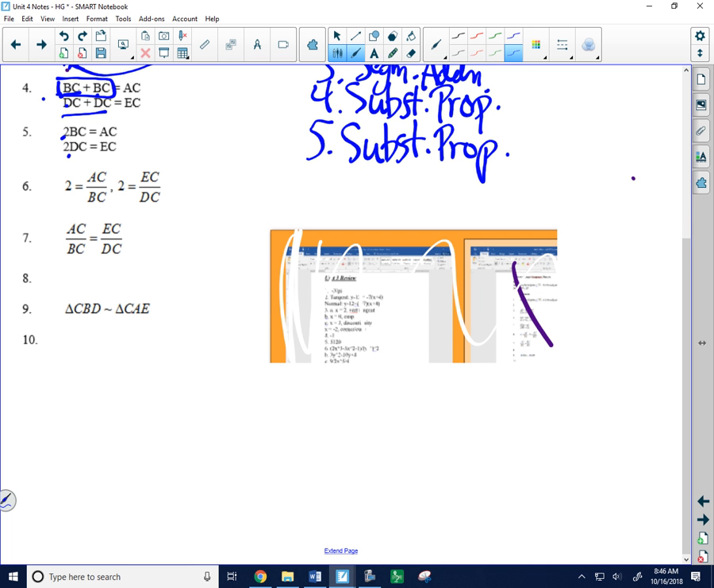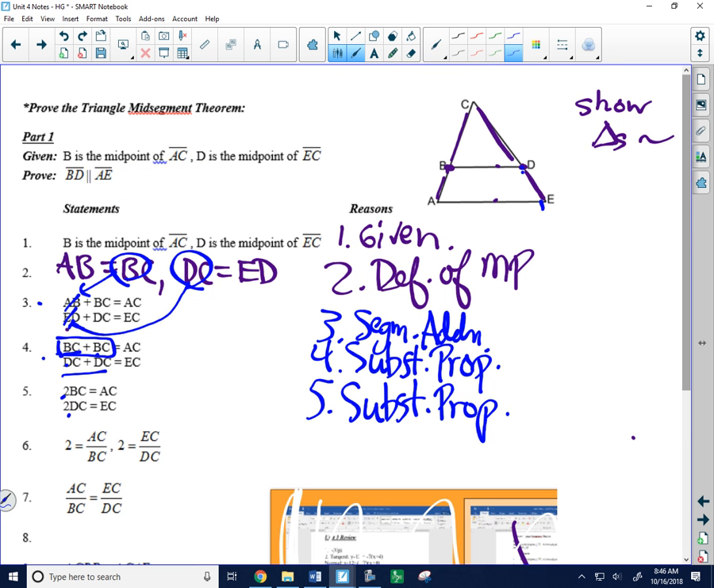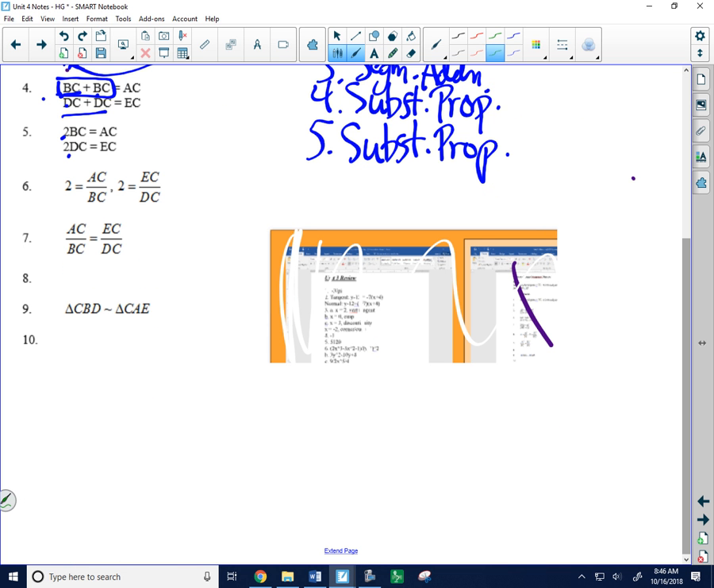Now, what I'm trying to do is show the triangles are similar. And in order to do that, I only know something about one angle. What I need to do is get some side lengths having the same ratio. And that's what I'm working towards. This ratio to the whole thing, and that ratio to the whole thing. I'm going to show that those ratios are equal.